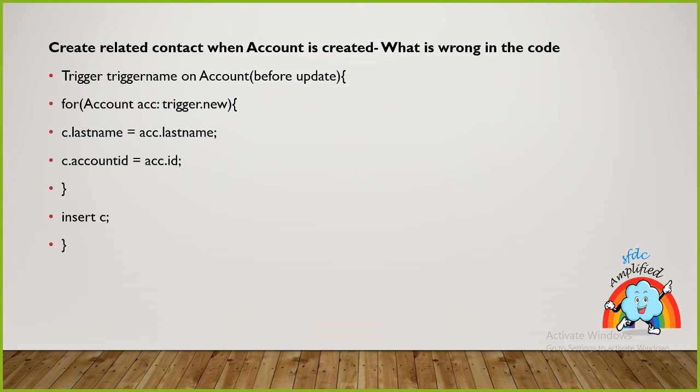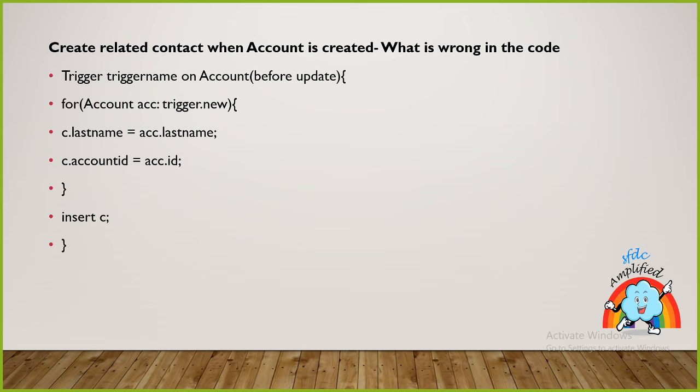Now we put C.LastName, C.AccountId. Now we are doing insert C. What is wrong there? Do you see something wrong? Insert C should be inside the for loop, and the account ID is also there. I think the insert C should be in the for loop.